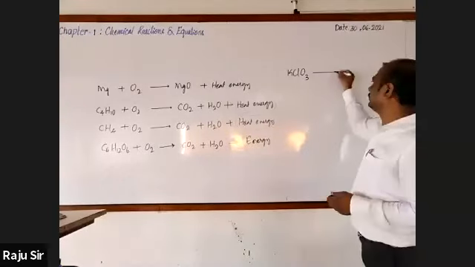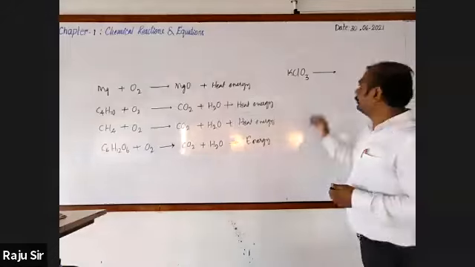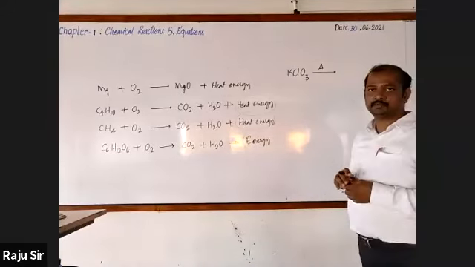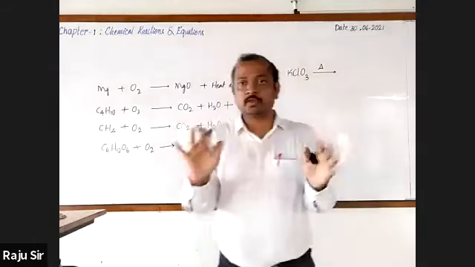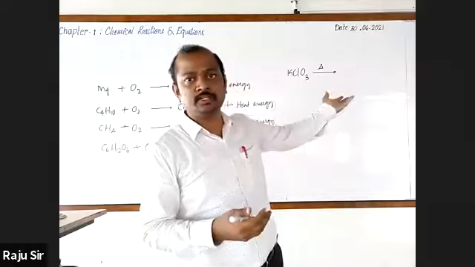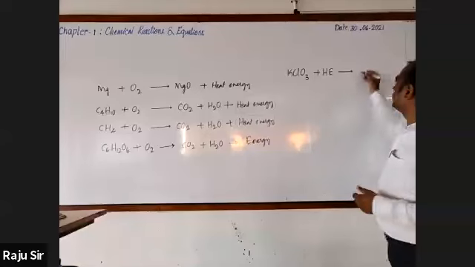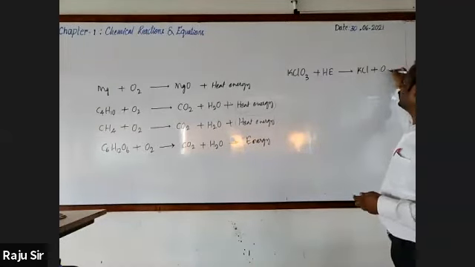Potassium chlorate, KClO3, when it is heated, undergoes chemical reaction. If it has to undergo chemical reaction, under what condition? Heating, energy. When heat is passed, using this heat energy, it produces potassium chloride and oxygen.